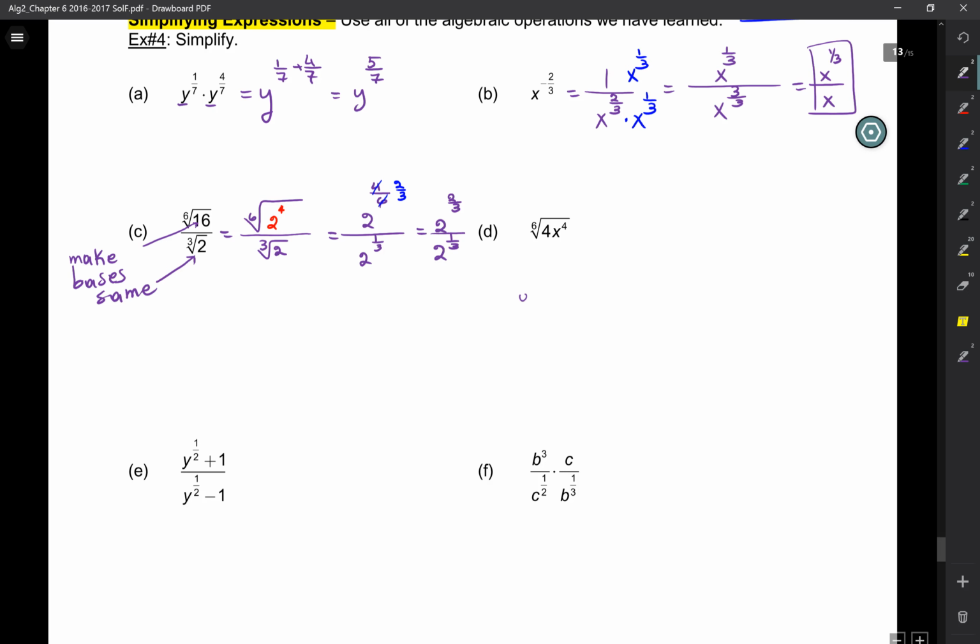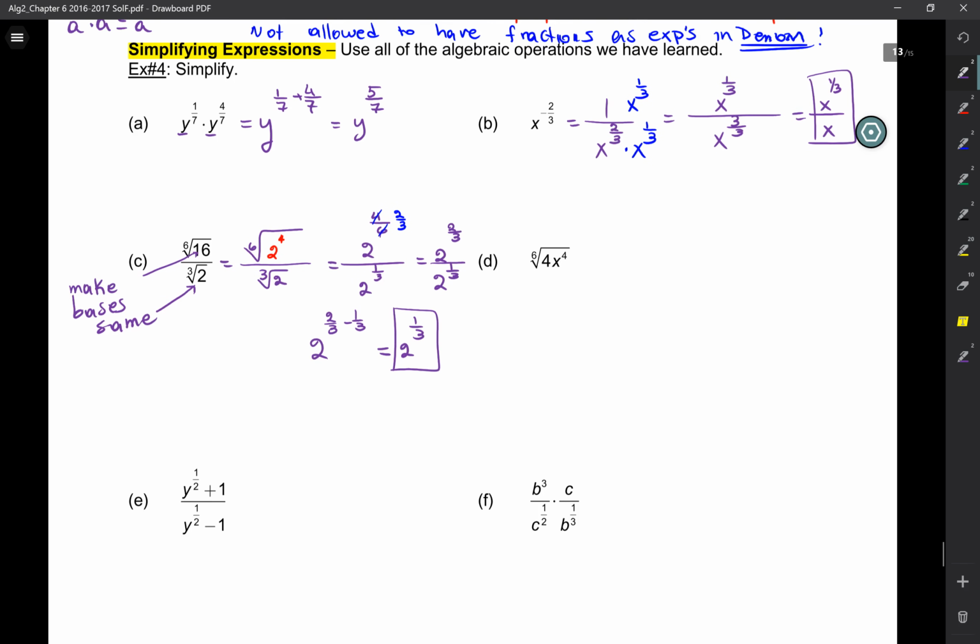What if I had a to the 5 over a squared? What would I do? Subtract the exponents. So let's do that here. 2 to the power of 2/3 minus 1/3. 2 to the power of 1/3. There you have it. Just like in the first example we added the exponents, in here we subtract the exponents.